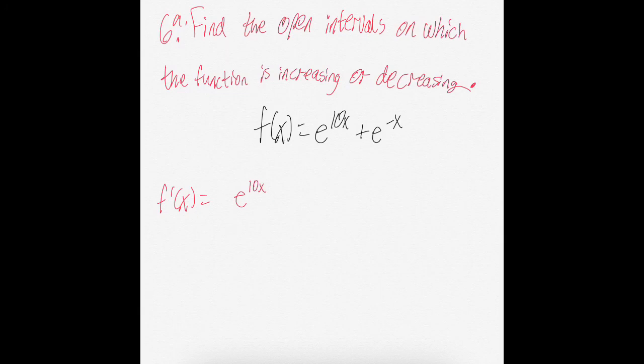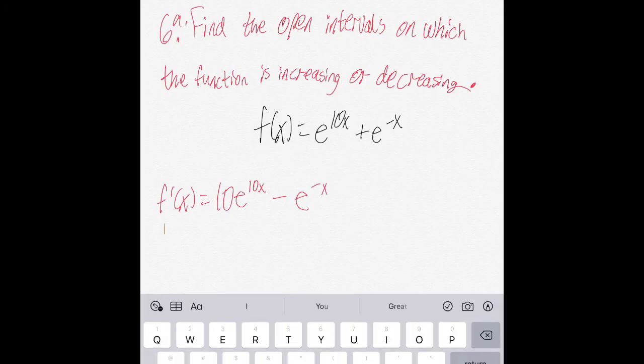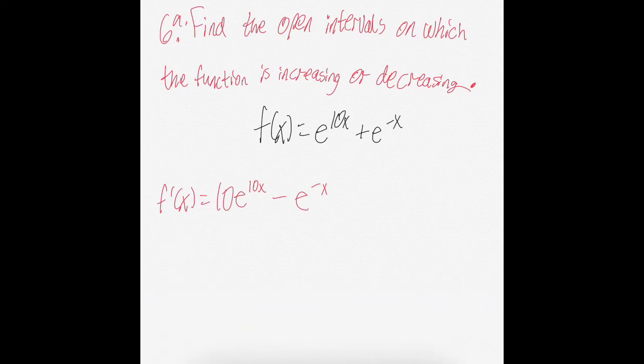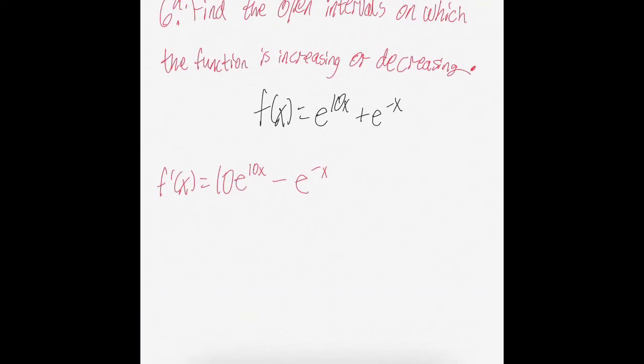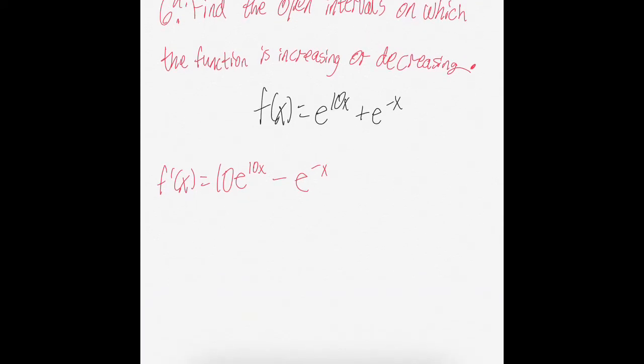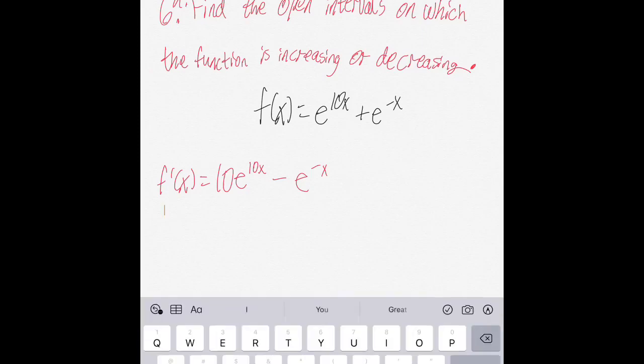Well, the first thing we're going to want to do, as before, is compute f prime of x. In this case, well, let's see, e to the 10x. So the derivative of e to the x, that's just e to the x. So this is going to be e to the 10x. And then I have to chain, so I have to multiply by 10 here, the derivative of 10x. Okay? And this is going to be minus e to the minus x.